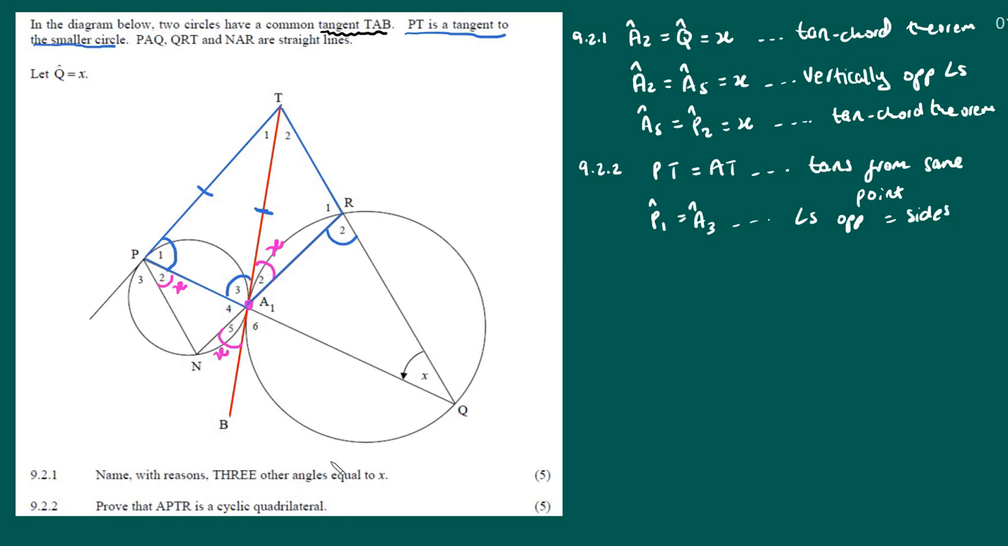Okay. Which one is it? Is A1 equal to R2? A1 and R2. Is AQ equal to RQ? Oh, they are not equal. Check for another one.